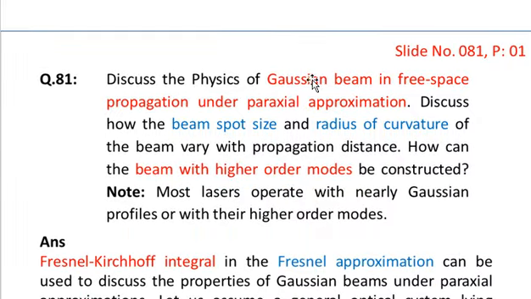Question is, discuss the physics of a Gaussian beam in free space propagation under paraxial approximation. Discuss how the beam spot size and radius of curvature of the beam vary with propagation distance. How can the beam with higher order modes be constructed? Note that most lasers operate with nearly Gaussian profiles or with their higher order modes.